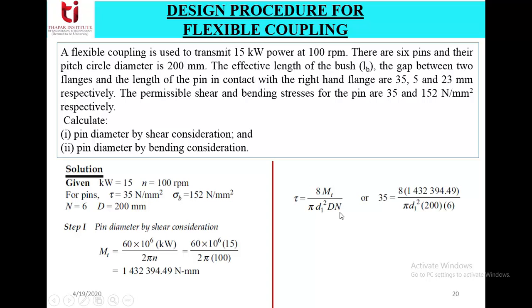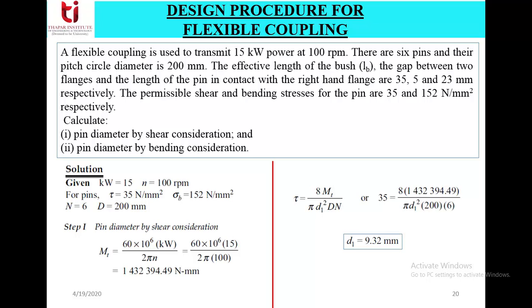Capital D is also known to me now. It is given as 200 mm. Capital D is the pitch circle diameter. Pi is a constant. And capital N is the number of pins, which is also known to me, that is 6. So that means we simply get what is d1, the diameter 1. And it comes out to be 9.32 mm. Let us say 10 mm. Now this is the pin diameter by shear consideration.